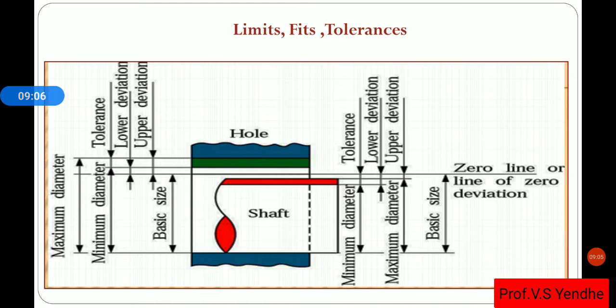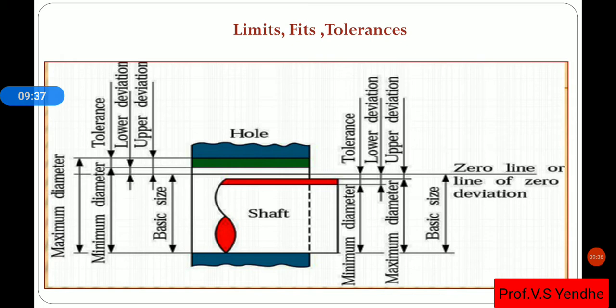Now the tolerances. Tolerance is what? Tolerance is the difference between maximum limit and minimum limit. In this diagram we can see what the tolerance is. The tolerance is the difference between the maximum diameter and the minimum diameter. Whatever the dimension is, the difference between maximum diameter and minimum diameter, that is the tolerance.